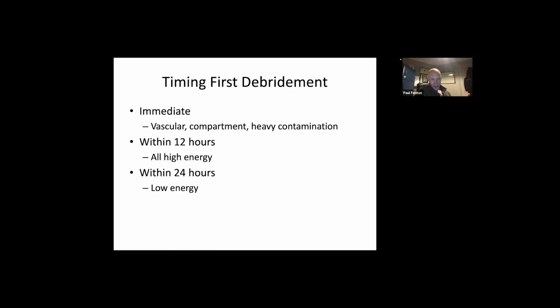For high energy injuries, so those young patients with high energy injuries, they'll go within 12 hours ideally. And for the lower energy injuries and the possibly more fragility type fractures, they'll go within 24 hours.